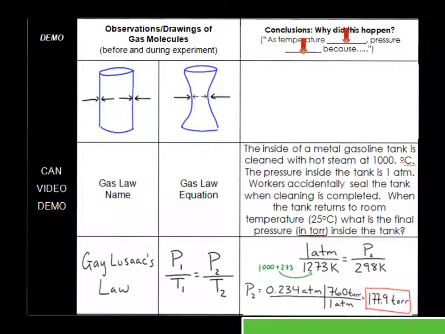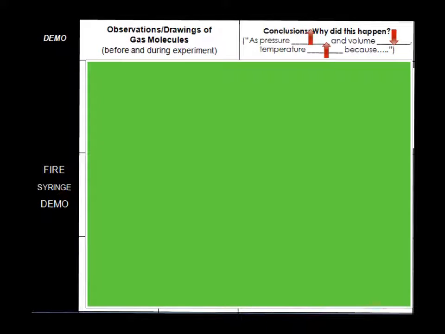Now we'll be moving on to our very last demonstration. The last video is very interesting because now we're actually combining all of our gas laws into one. So we're going to be seeing what happens as we change pressure, volume, and temperature. And this one's called a fire syringe demo. I don't want to spoil the video for you, but we'll talk about what happens after you're done watching the video. So why don't you pause right now and take a look at the fire syringe demo.